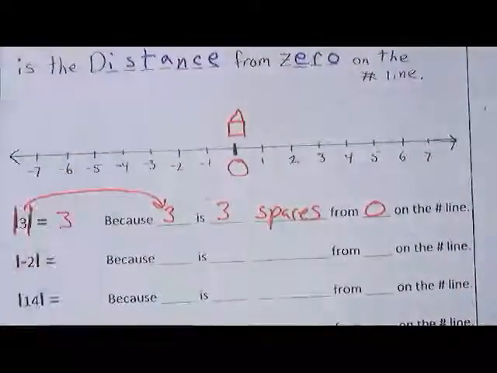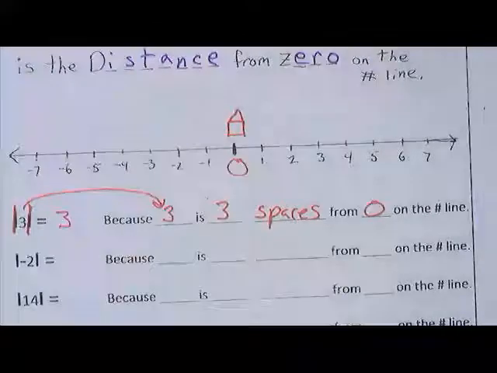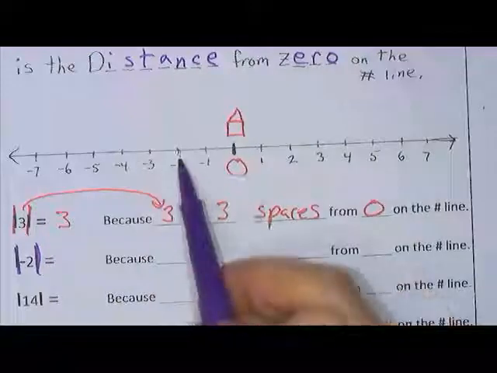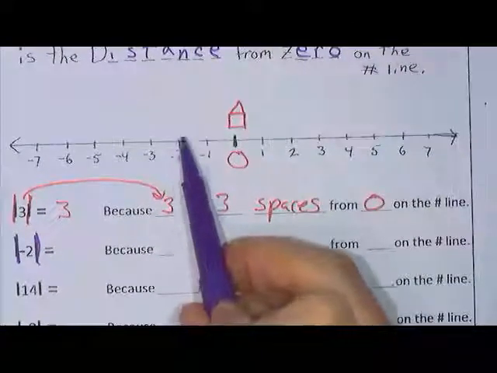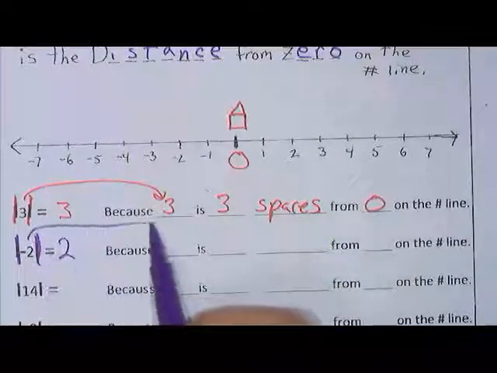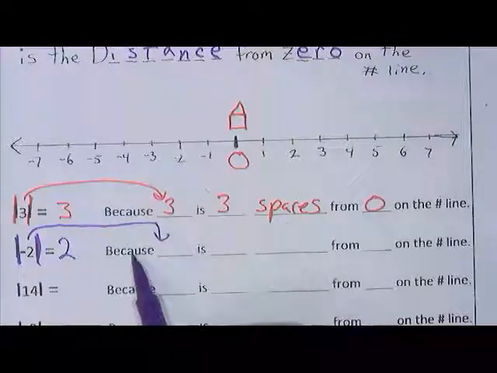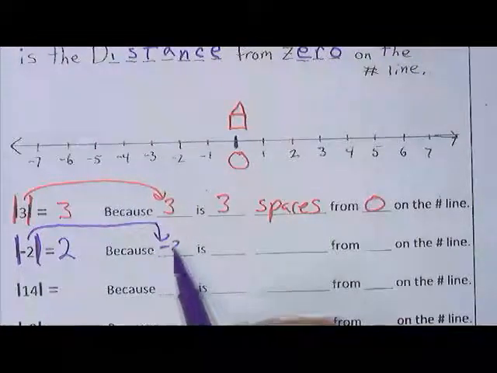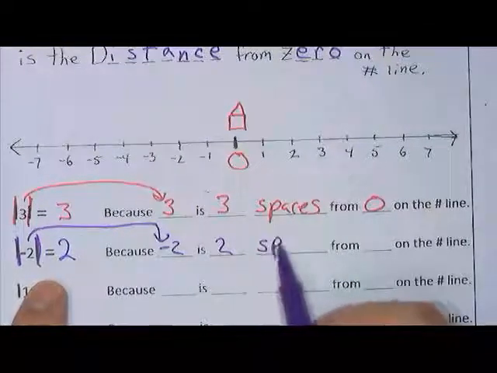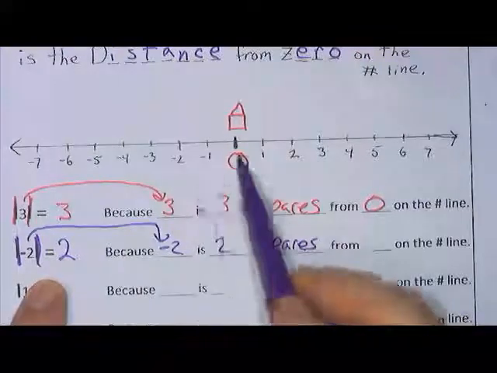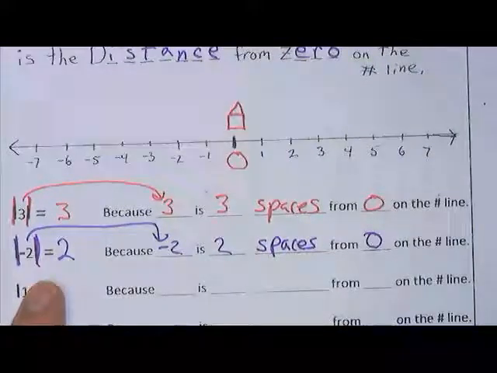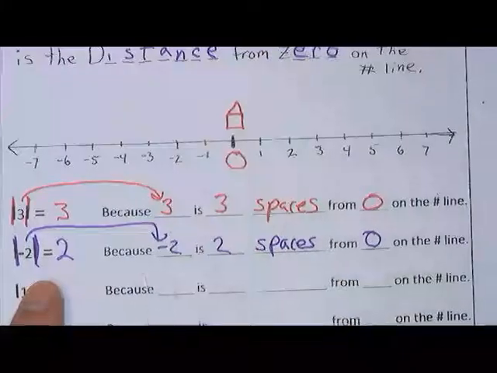Let's try the next one. Negative 2. The absolute value of negative 2. Well, here's negative 2. The distance from 0 is 1, 2 spaces, right? So, why is that? Because this number, negative 2, is 2 spaces from 0. Negative 2 is 2 spaces from 0 on the number line. That's how far away it is from our home, 0.